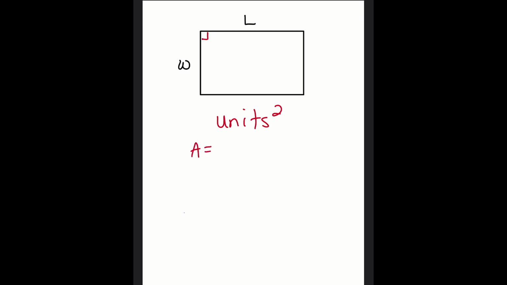And so the way that we figure this out is that we take the number of units lined up in the length and we multiply that by the number of units in the width. Very important to remember that the units should always be squared when doing the area. So if the unit is feet, then the answer would be feet squared. Centimeters would be centimeters squared. Meters would be meters squared, and so on and so forth.